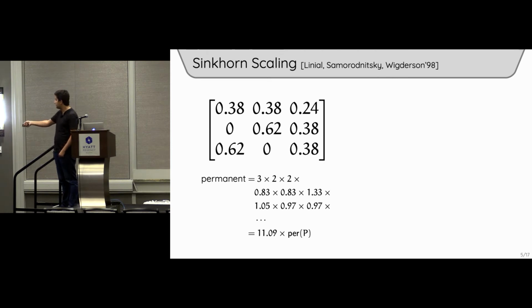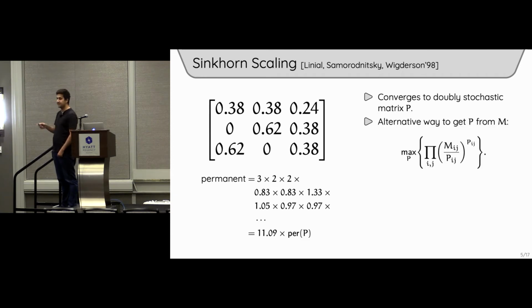And if you just multiply all of the scalars that you've written along the way, you get that the permanent of the original matrix is this factor times the permanent of this new doubly stochastic matrix. Okay? So they basically reduce the problem to computing the permanent of a doubly stochastic matrix. Now, if you're like me and you don't like iterative algorithms like this, you can also get this doubly stochastic matrix as the solution to a convex program.